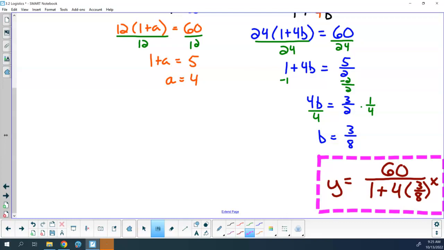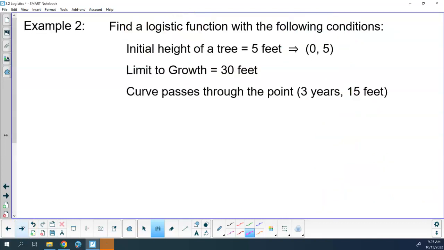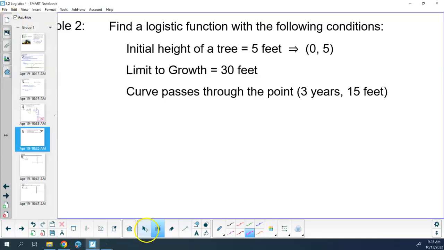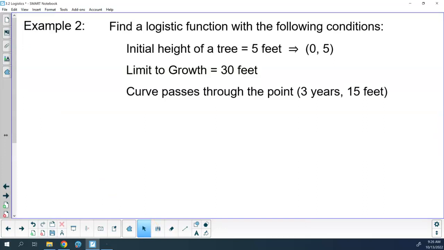Questions, comments, concerns, clarification. You try this one. Use the a, b, t, x. The first one. Got it.